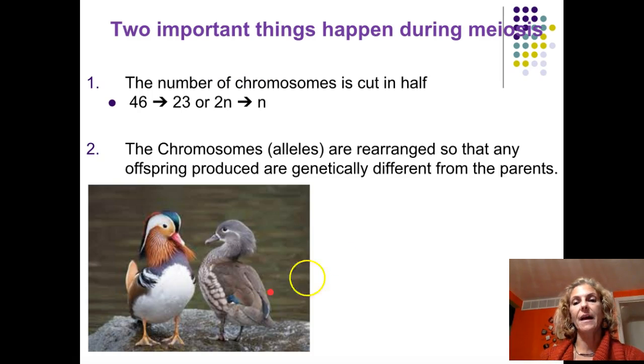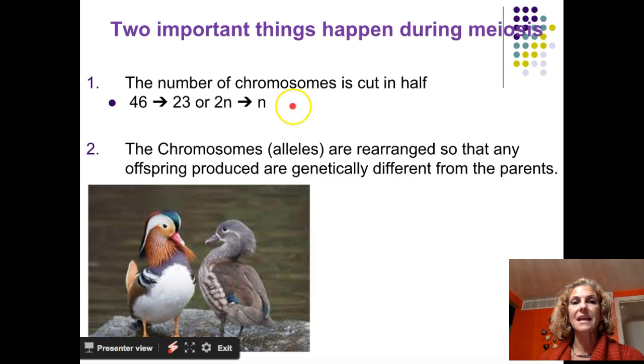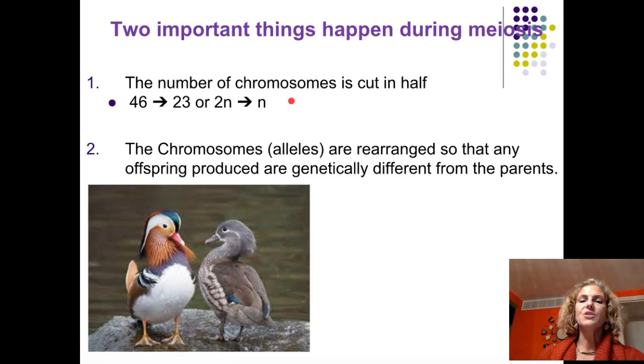So 2 important things are happening during meiosis. The biggest thing, I think, is that it's causing the chromosome number to cut in half. So for us, we have 46 chromosomes, and you cut it in half, and they'll have 23. Any organism has an N number. So that N is a variable, right? Every organism has a different number, every species.